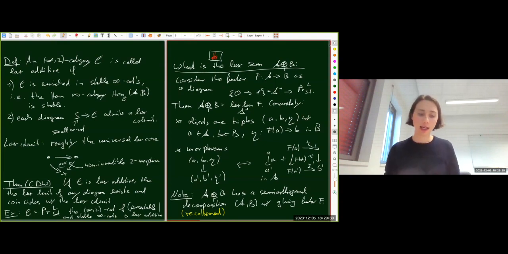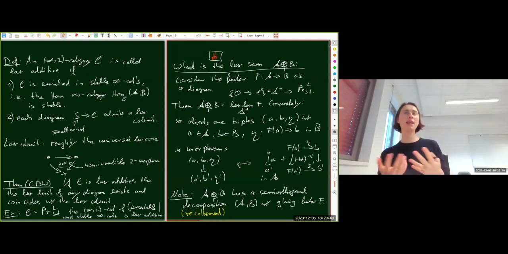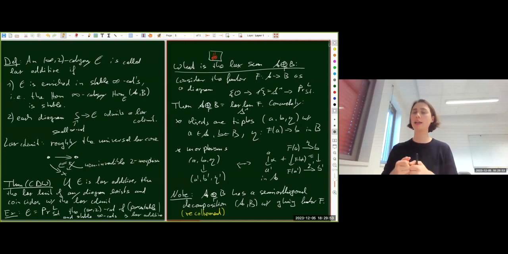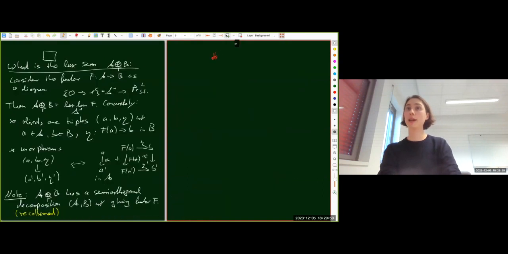So these lax sums appear very naturally in many contexts, but it's nice to see that this property of having a semi-orthogonal decomposition is actually a universal 2-categorical universal property. That's maybe an interesting takeaway.